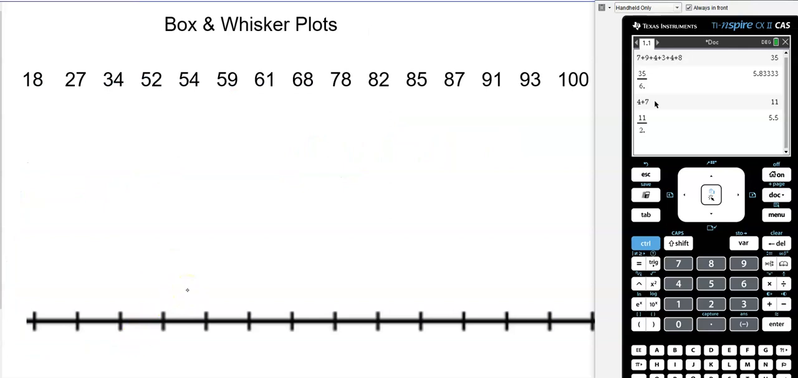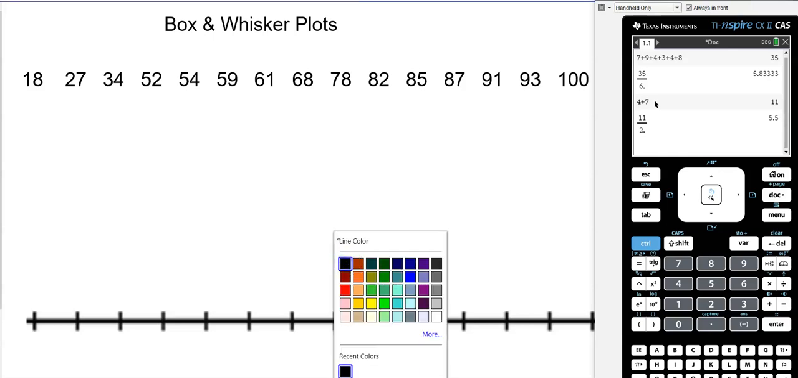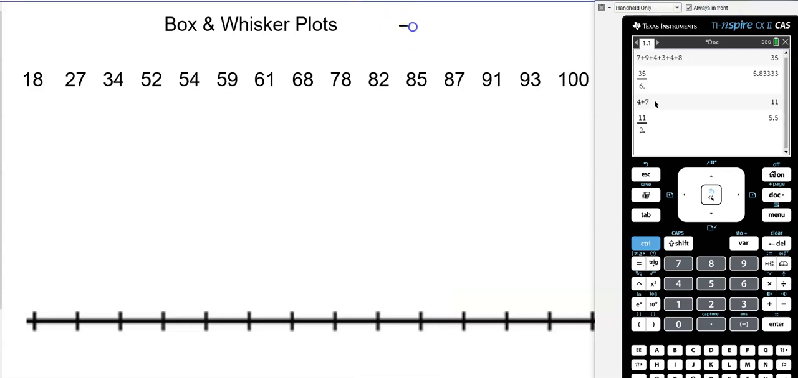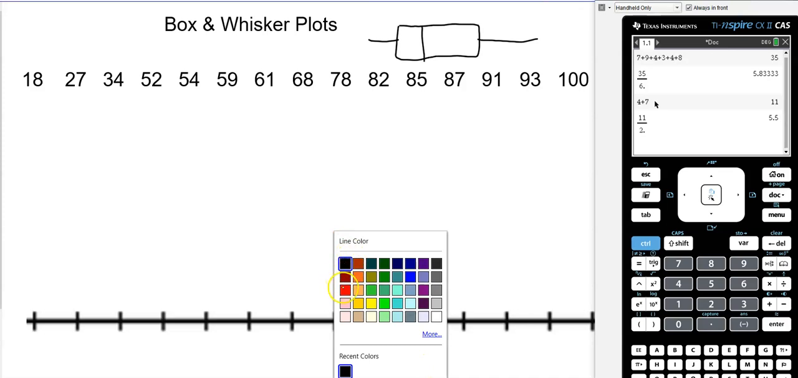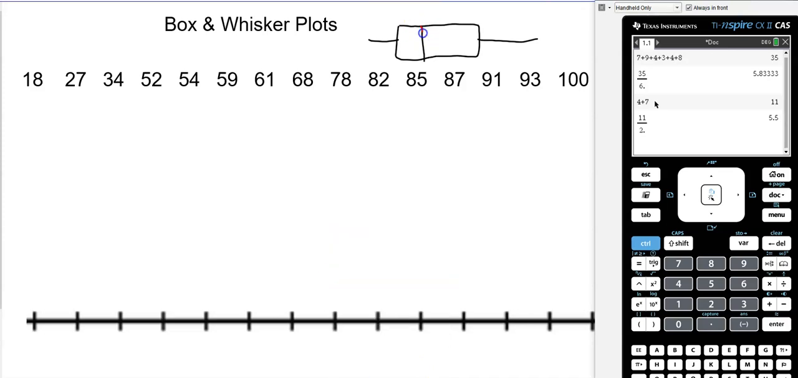Okay, this is called a box and whisker plot. A box and whisker plot has a certain look to it. Maybe you've seen one that looks like this. And so you've got some important values on there, like this line is called the median.